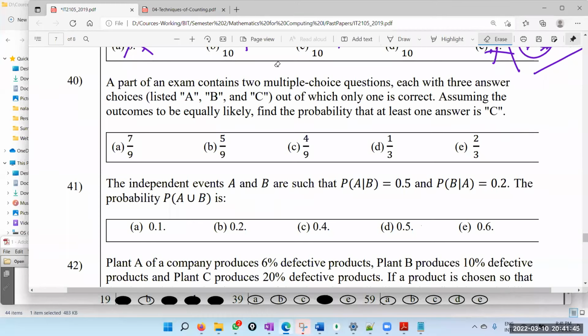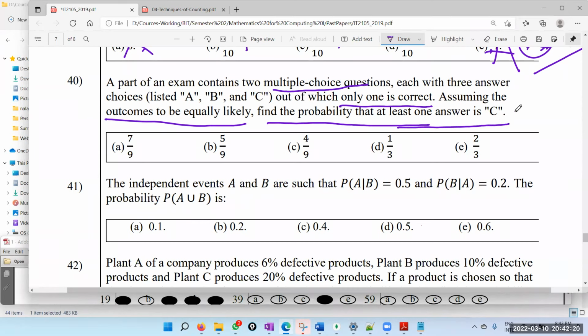40. The part of exam contains multiple choice questions, each with the answer choices listed A, B, and C. Right, multiple choices, out of which only one is correct. That should be easy question then. Assuming that the outcomes to be equally likely. Okay, so there is 1/3, 1/3, 1/3. Find the probability that at least one answer is C.